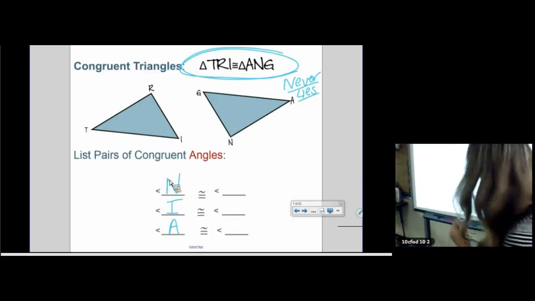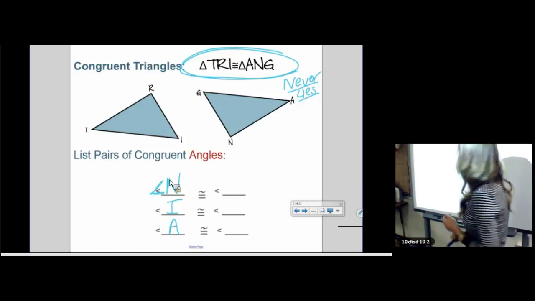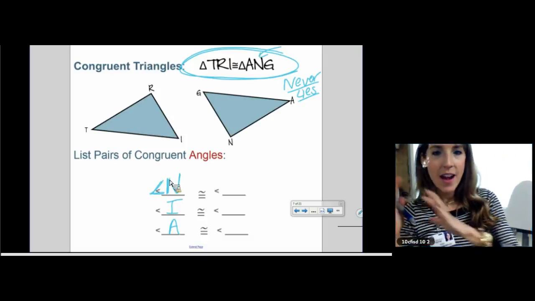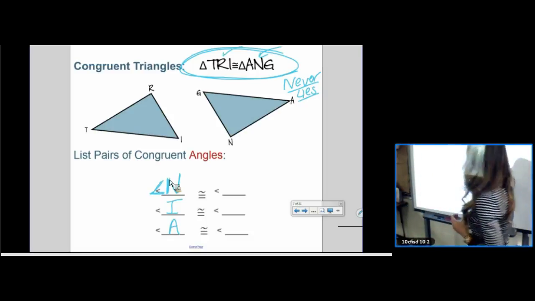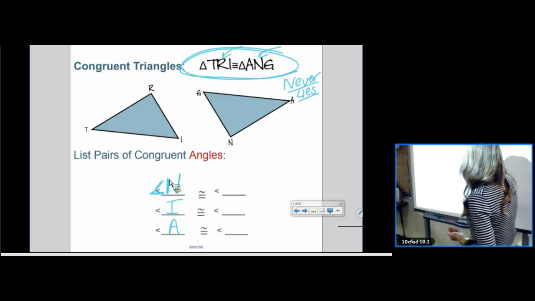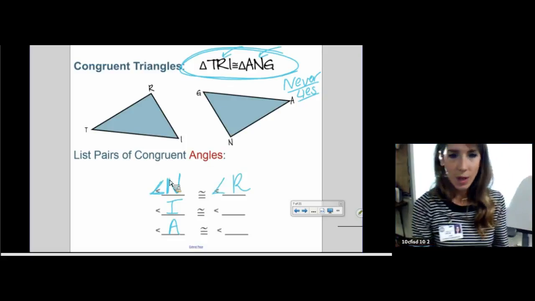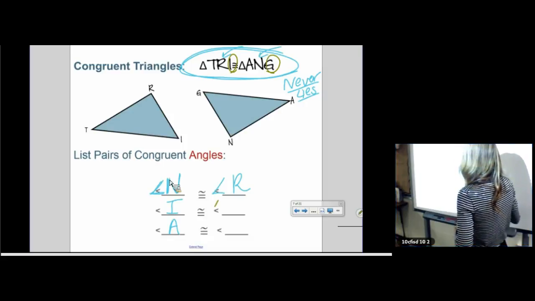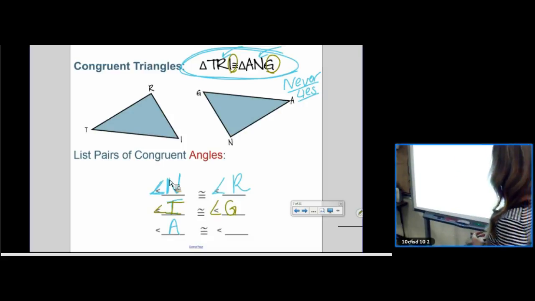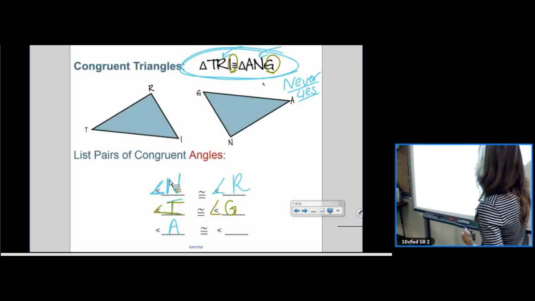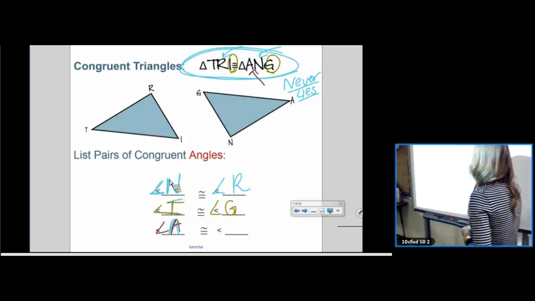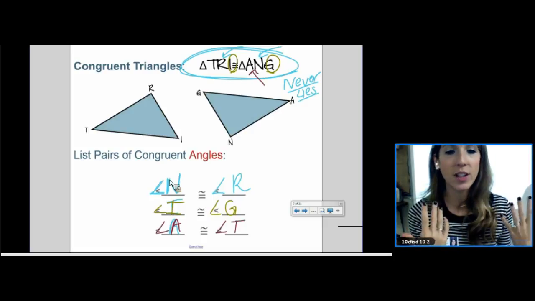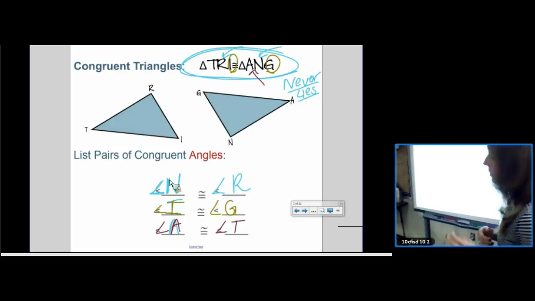So what do I mean by that? Take a look at this first angle. Angle N. So I go to my statement that never lies, and I see N is listed second. Then I go to my other triangle. Which one is listed second? It's R. So angle N is congruent to angle R. So on and so forth. I, where are you listed? I is listed third. G is listed third. So I is congruent to G. And then, of course, by process of elimination, A is listed first, and T is listed first. So that's how you decide which ones match up, not trusting the picture or your eyes, but trusting the congruent statement. Okay, so we're going to try it again with our next one.